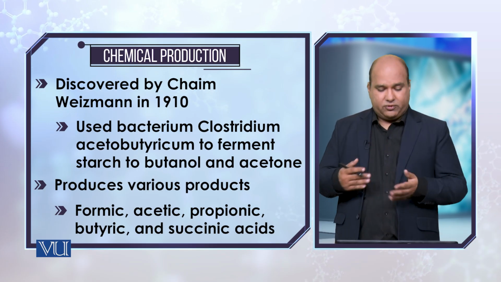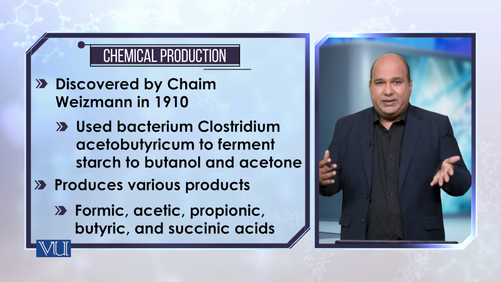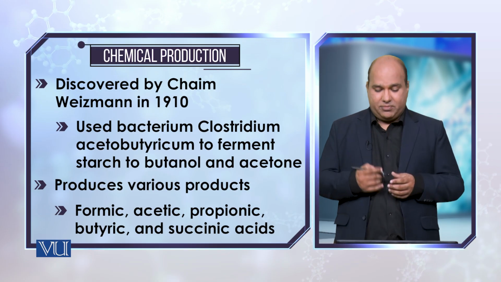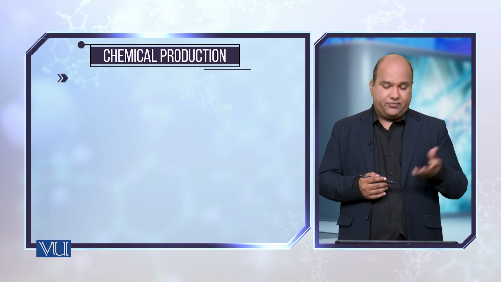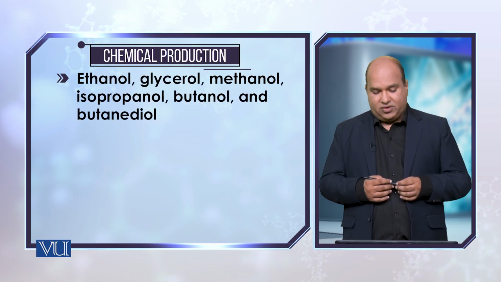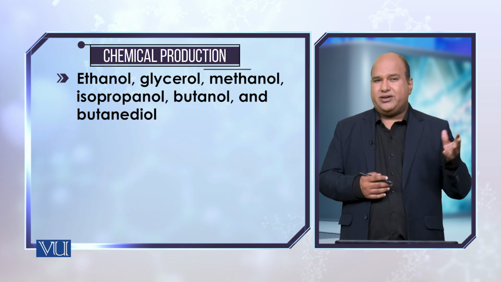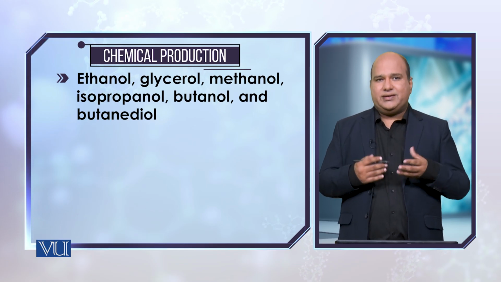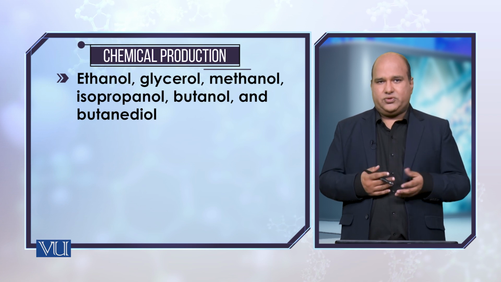to produce a lot of chemicals in a very big quantity, like formic acid, propionic acid, butyric acid, succinic acid, of course, ethanol, glycerol, methanol, isopropanol, butanol, butadiene, and so on and so forth. So you can really make all sorts of chemicals through this process.